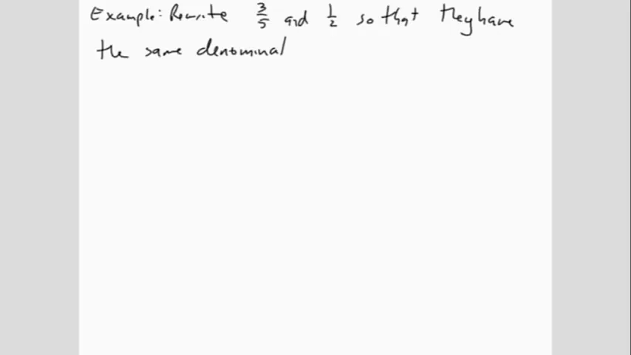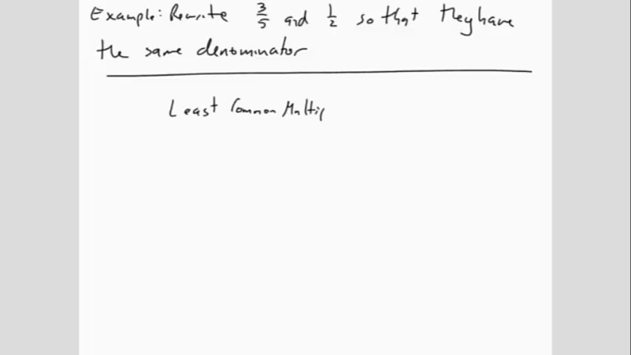Example, rewrite 3/5 and 1/2 so that they have the same denominator. The denominators we have are 5 and 2. What is the least common multiple of those two numbers? 10. At this point, you should have enough experience to see the answer without having to write anything out. But if you still need to do that, make it scratch work.